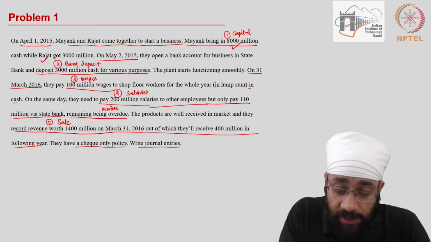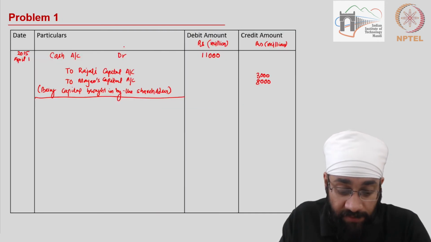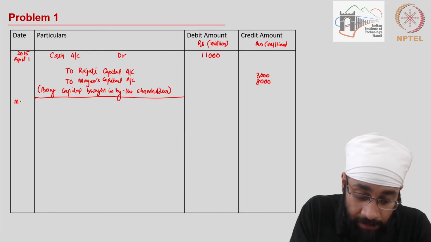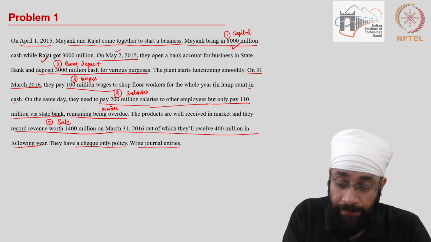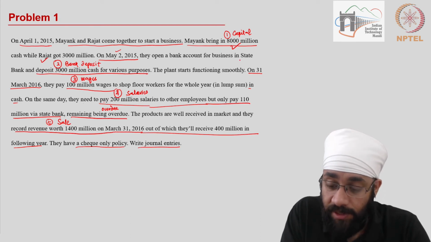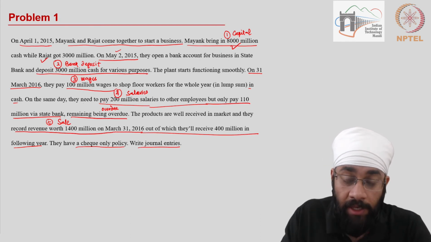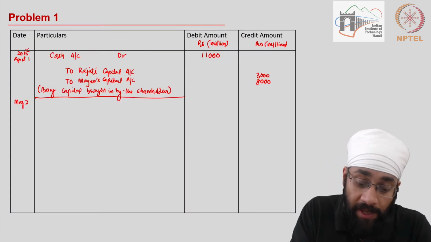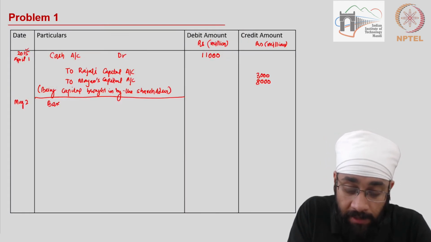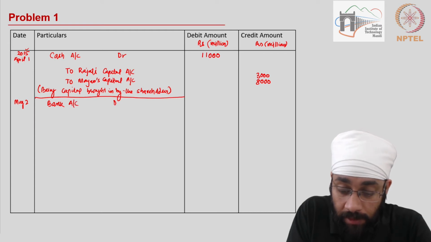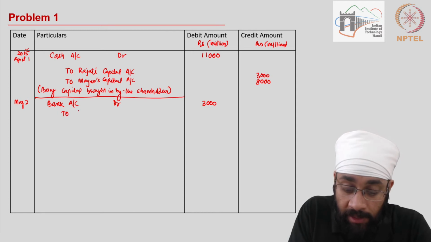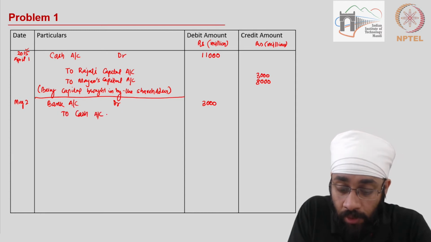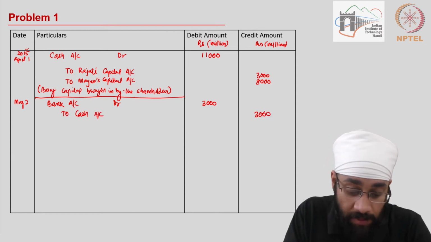The second transaction is on May 2nd, 2015. I'm going to write May 2nd. 2015 is already written at the top, so I'm not going to repeat it. So the business is depositing 3,000 million into the bank account. So bank account is being opened, and bank account goes up by 3,000 million, and the cash from hand is going into the bank account, same amount.